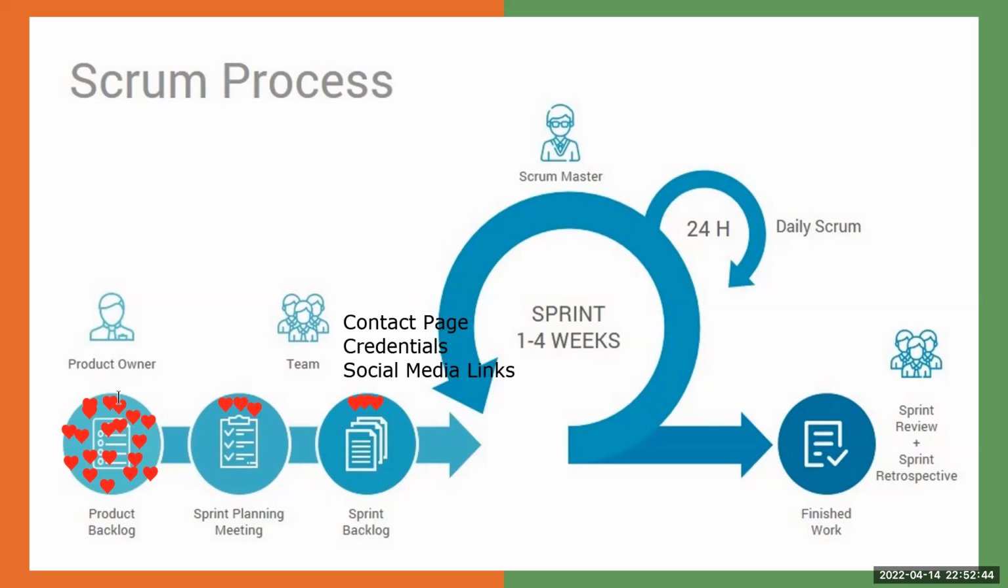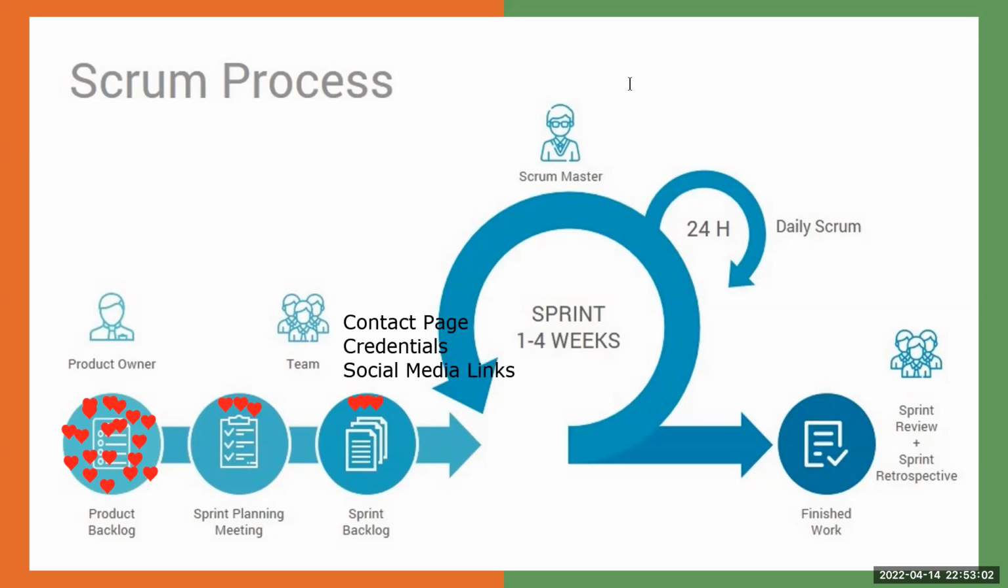So the product backlog is everything. The sprint planning meeting is what we're going to focus on this sprint. And the sprint backlog is just that. We're going to focus on the contact page, the credentials, social media links. That's it. Is that helpful, Daniel? Yes, thank you.